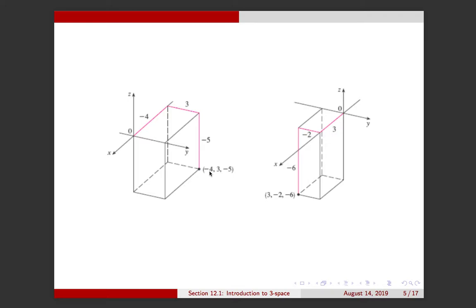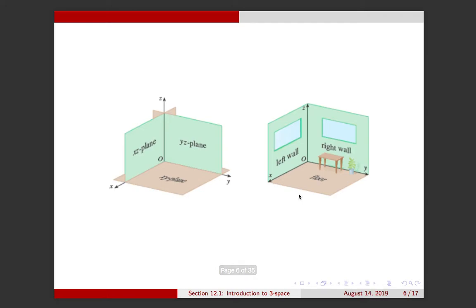Here's some examples of points. Here's the point (-4, 3, -5). The way you find that point is you walk 4 units in the negative direction on the x, 3 units in the positive direction parallel to the y-axis, and then 5 units down, so in the z-axis direction. This point here is (3, -2, -6). 3 steps in the x direction, positive now. 2 steps in the negative y direction, parallel to the y-axis but backwards, and still down. And there's that point. Okay, so that's how you plot points in three-space. So here's just a little picture of what's happening.